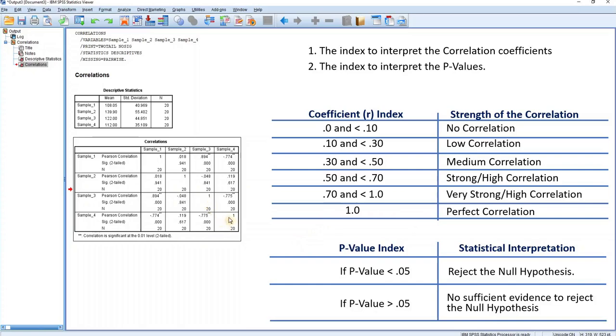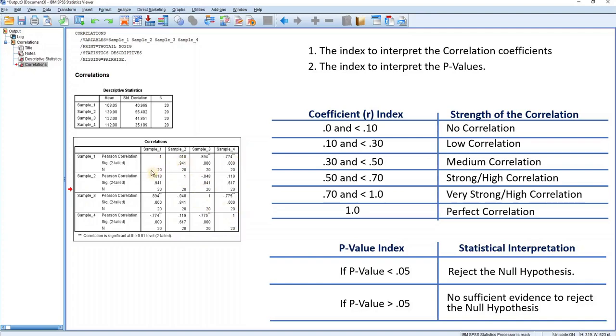As you can see from this table, there is a perfect correlation between a sample variable and itself along the leading diagonal. That is, the Pearson's correlation of sample 1 with sample 1 is 1. The Pearson's correlation of sample 2 with sample 2 is 1. The Pearson's correlation of sample 3 with sample 3 is 1. And the Pearson's correlation of sample 4 with sample 4 is 1. This diagonal separates this table into two similar triangles.